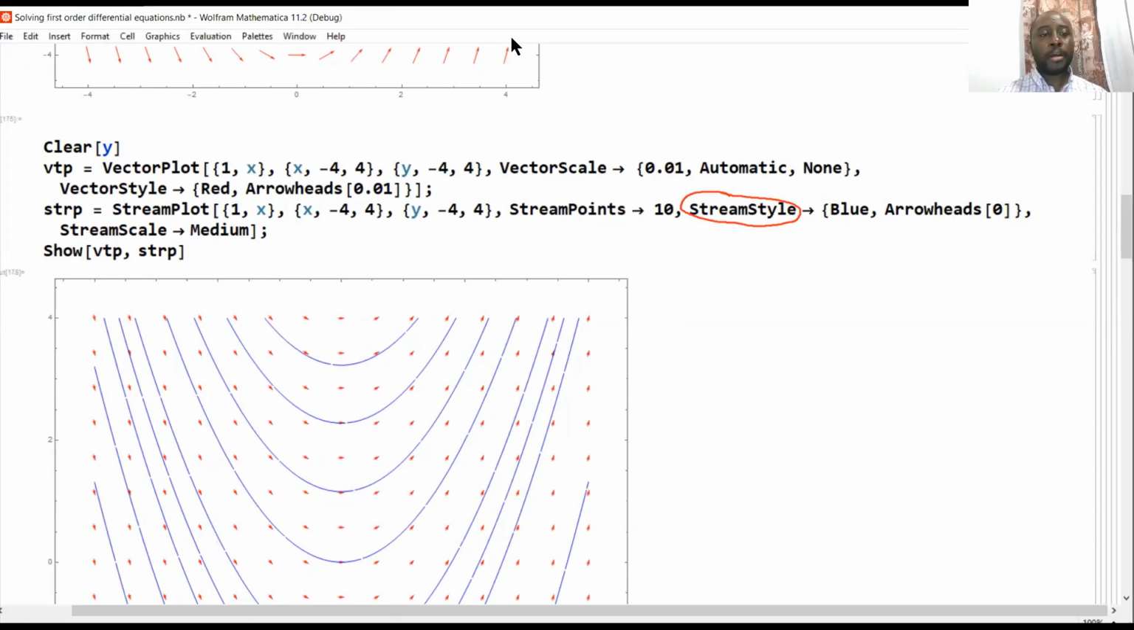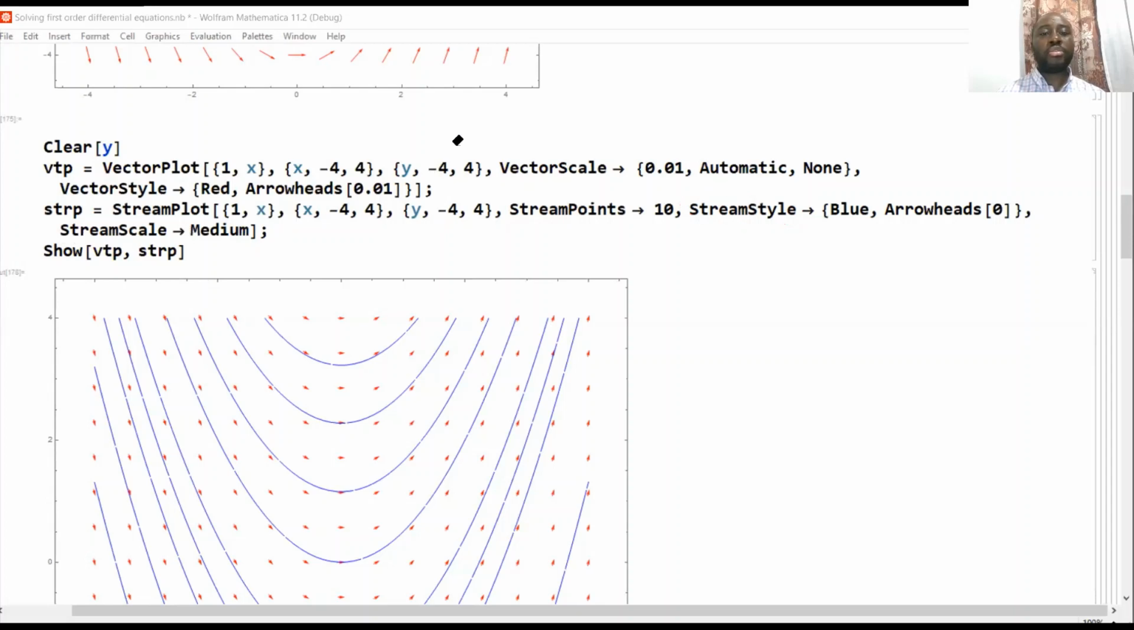All right. And then you can also play with the StreamScale option, which also adjusts the size of your solution curves. So you can change this from medium to small to large. And if you have a specific number that you want to use, you can also specify that. All right. So that generates the solution curves.